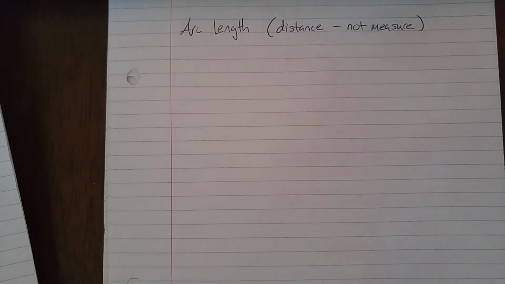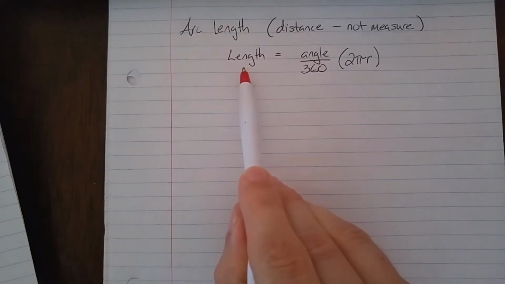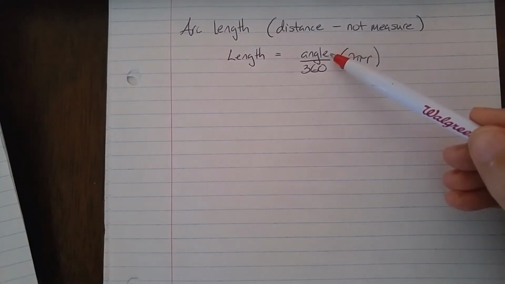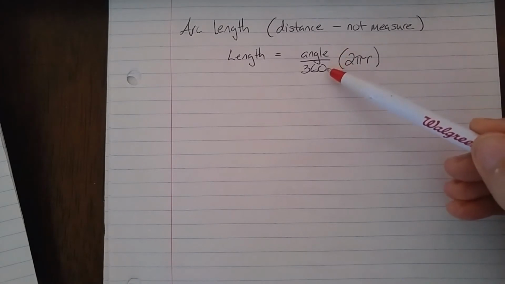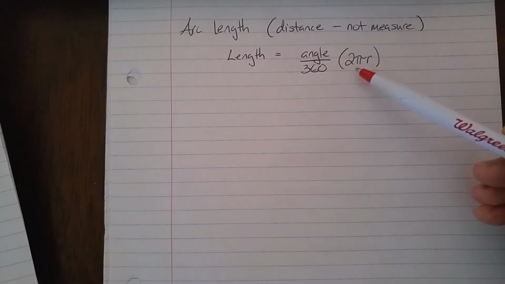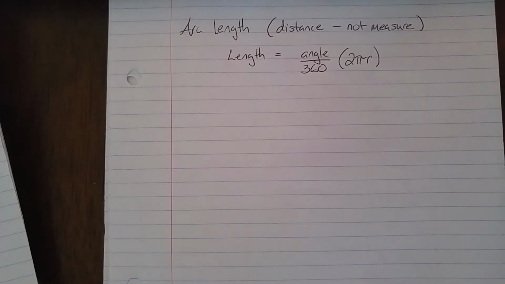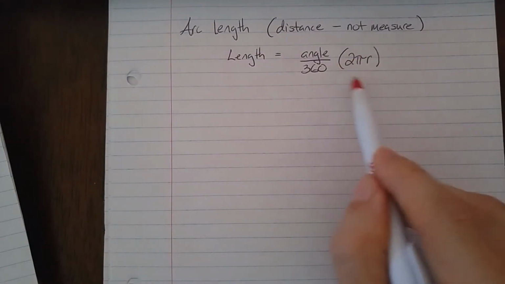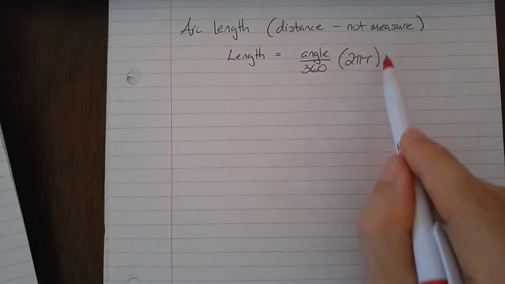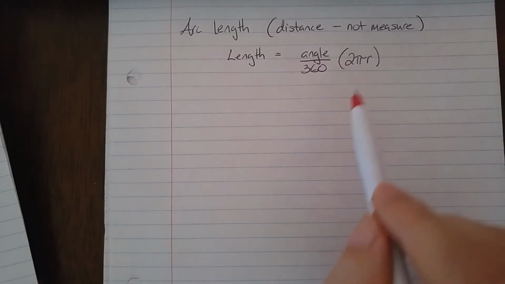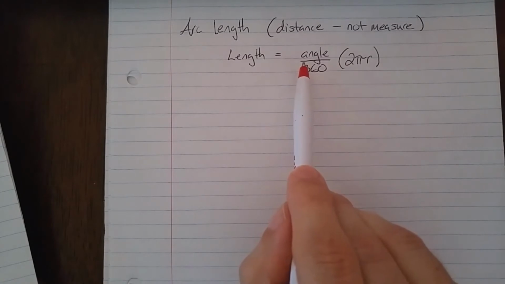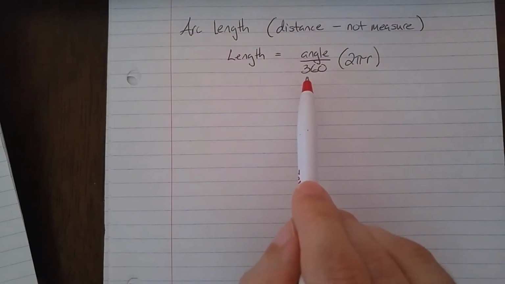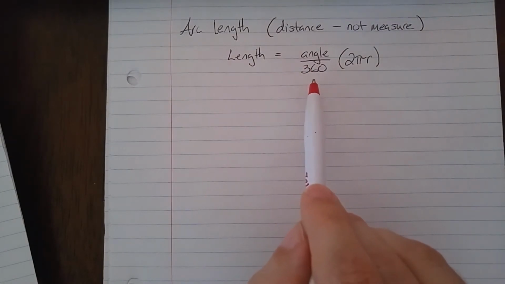So how do we find that? We've got the following formula. The arc length is going to equal the angle, whatever the central angle is, divided by 360 times 2 pi r. And let's break this down. So first of all, 2 pi r or pi d, that's circumference. That's the distance around a circle entirely. That's the length. And the angle divided by 360 tells you what percent of the circle you're dealing with.